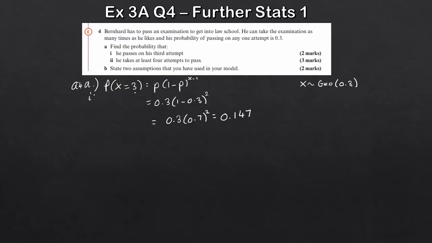That was part 1. The second part here, he takes at least 4 attempts to pass. Remember, when we see the word 'at least' in probability, it's going to be a probability that is greater than or equal to. So this will be the probability that X is greater than or equal to 4, because it's 4 attempts. Just like with any standard probability question where it's greater than or equal to, this would be 1 minus the probability that X is less than or equal to 3. We want to get rid of everything else underneath.